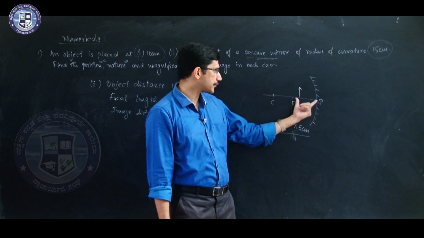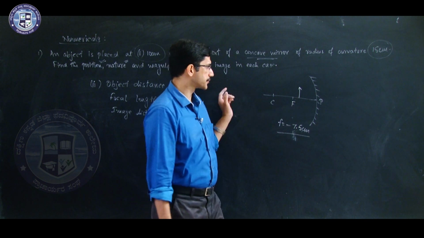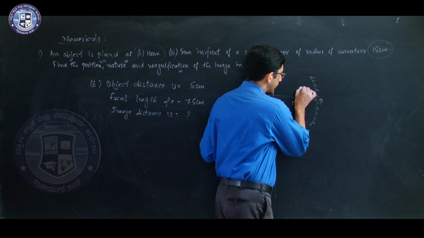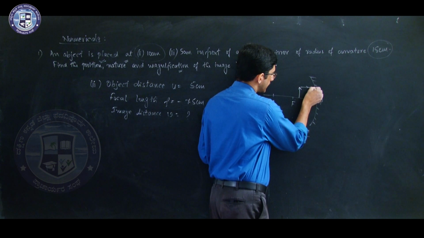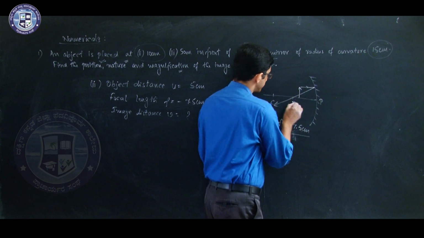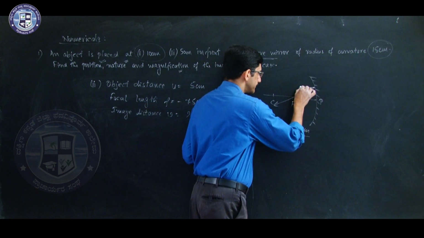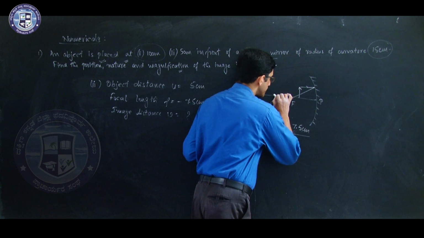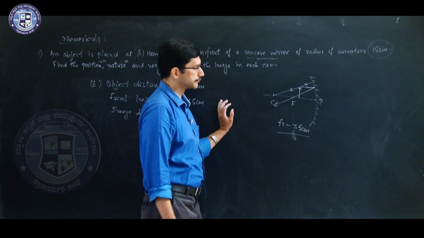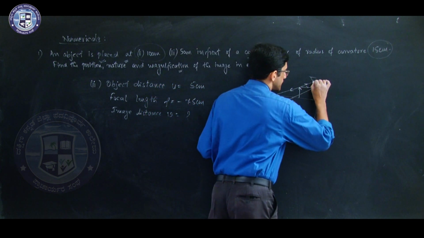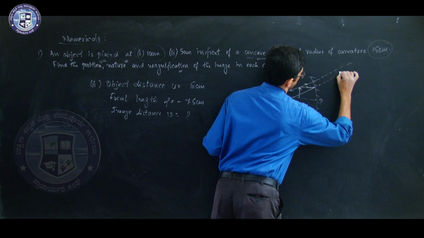So, whenever the object lies between P and F, the nature of the image is virtual and it is enlarged, magnified. So, one of the rays parallel to the principal axis, the ray which is parallel to the principal axis, it passes through the focus, and another ray that is intend to pass through the center of curvature, it retraces its path. Hence, these rays when they are produced, they meet at a particular point.